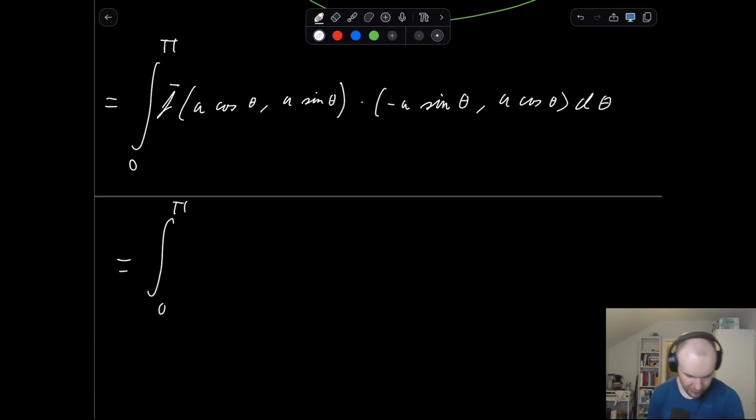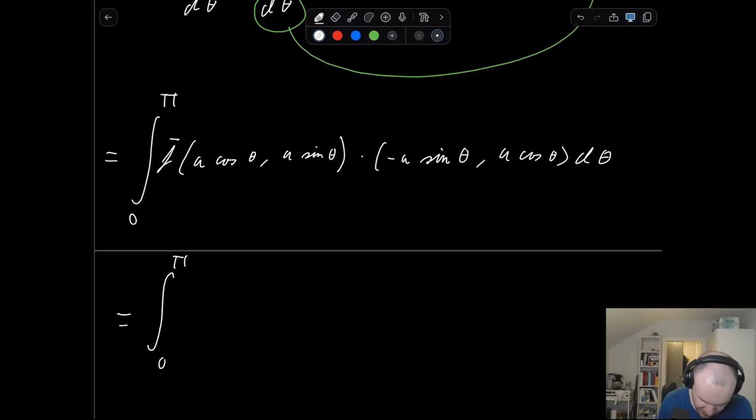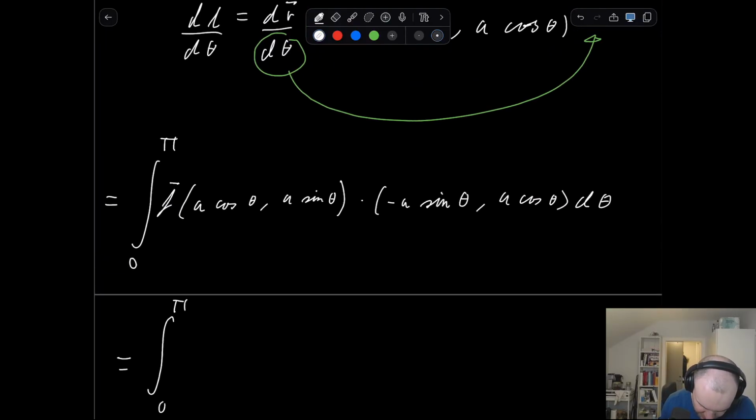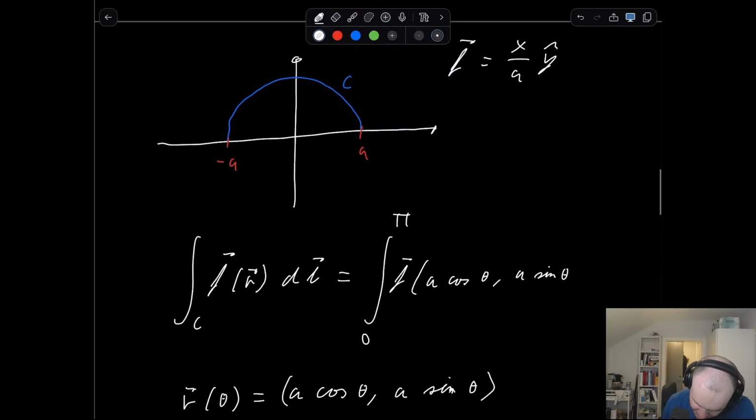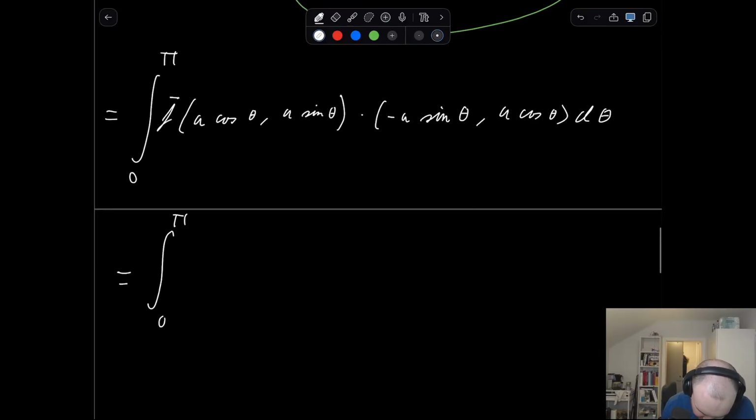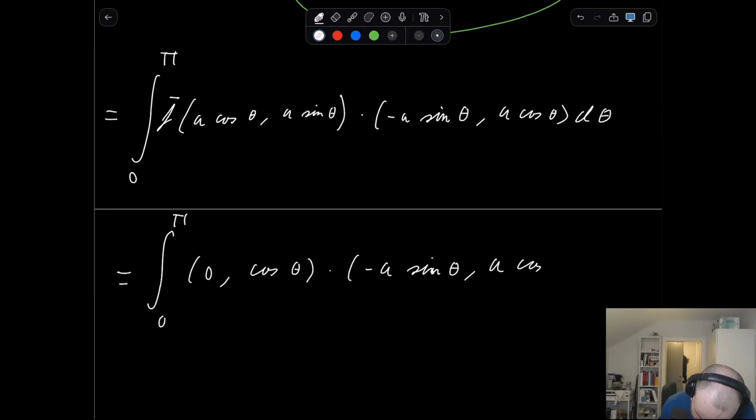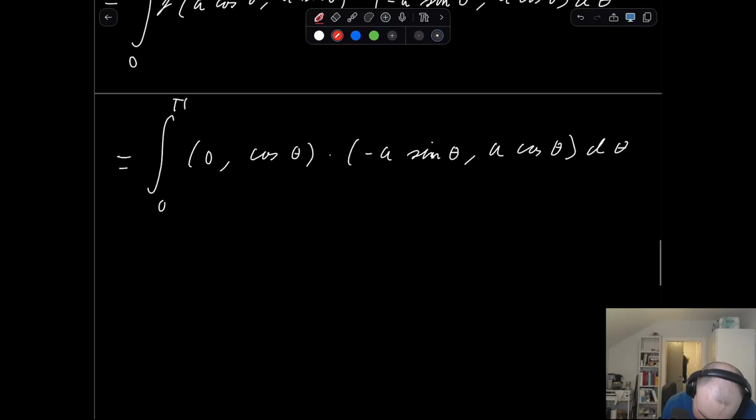Of course, we have to check what it is. So we put a cosine theta and a sine theta, and what we had for f was x over a. So we only use x. So we have a cosine theta, that's just cosine of theta, but it's just in the y direction. So all of this is just 0, cosine of theta, dotted with minus a sine theta and a cosine theta d theta, like that. Now, of course, since this is 0, this guy goes out.